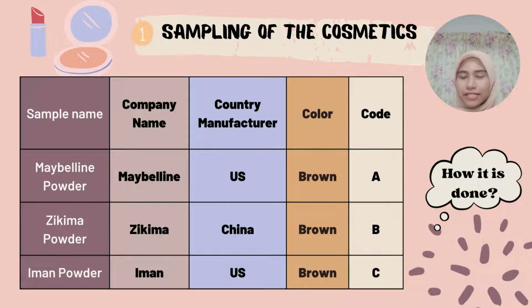So here comes the essential part, which is the sampling of cosmetics. A type of cosmetic sample of any brand must first be collected. Each sample is then labeled, coded with numbers or alphabets for easy identification, and physically analyzed in terms of their colors, ingredients, or manufacturing details. The table example is shown in the slides beside me.